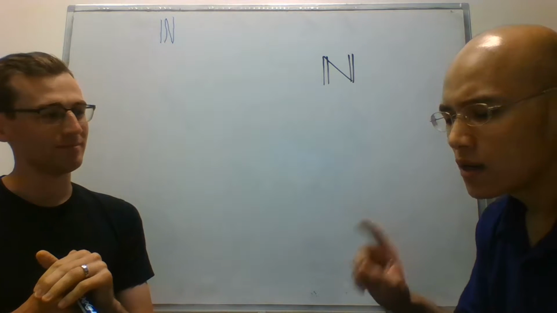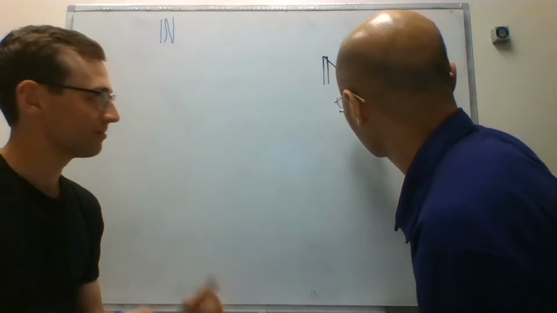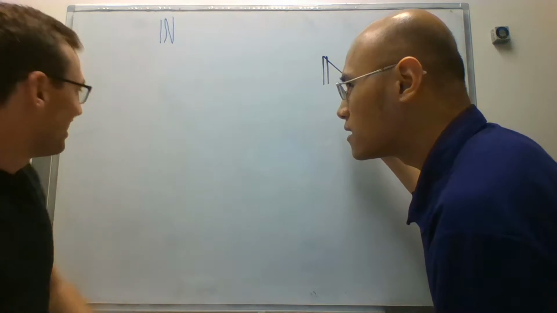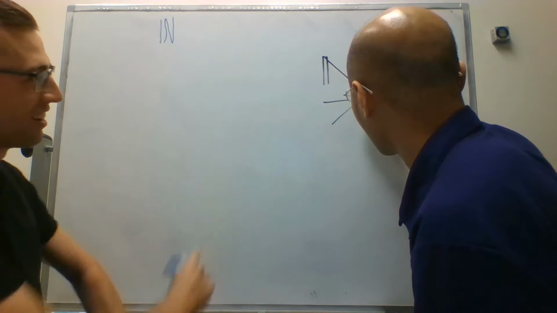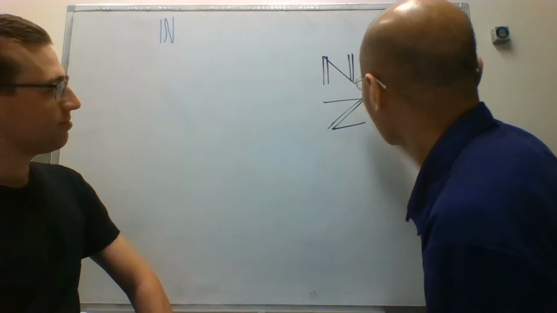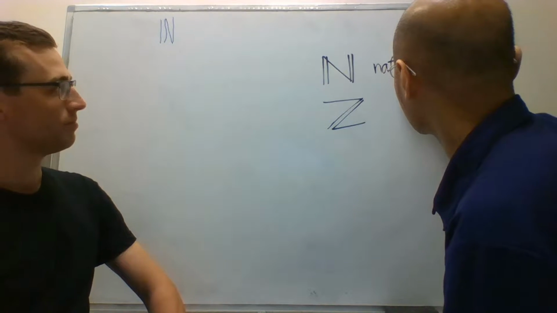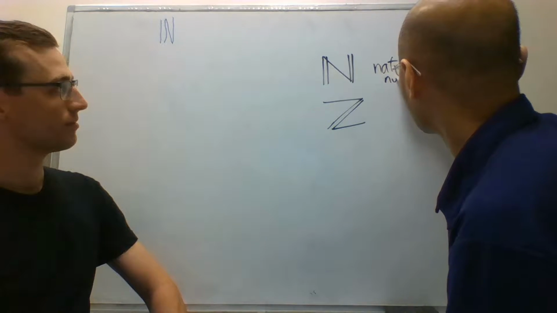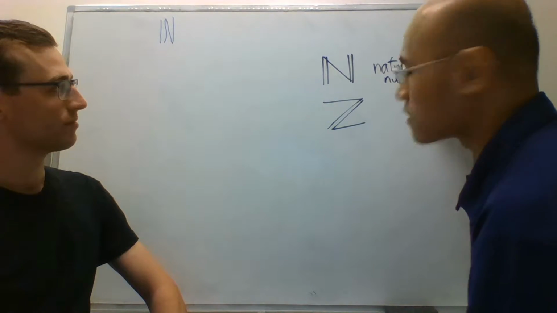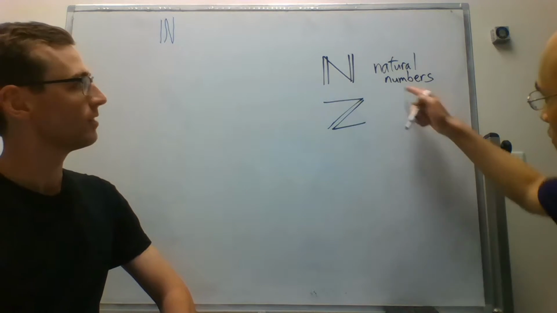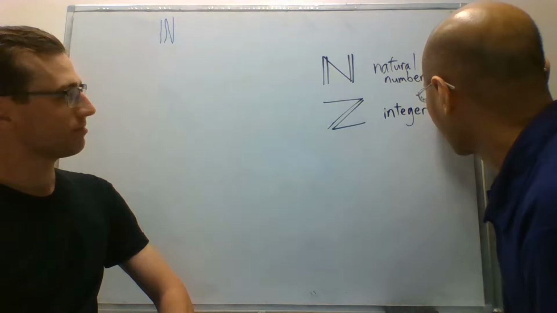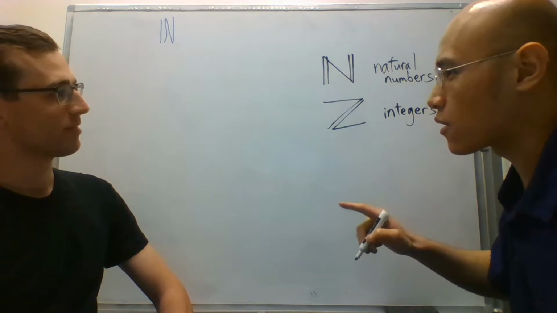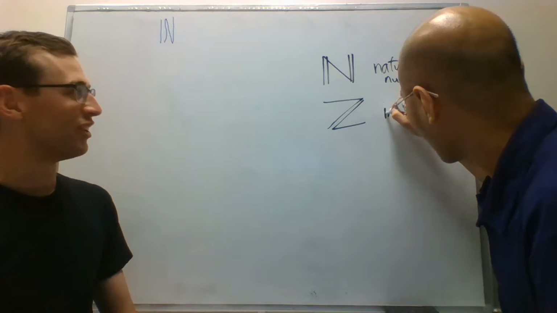Now, are integers Z? Yes, Z, with the double bar on the diagonal. Exactly. Okay. So these are the natural numbers, and then these are the integers. And I think it's important to point out the integers do include 0. Yes. The integers include 0 for sure.